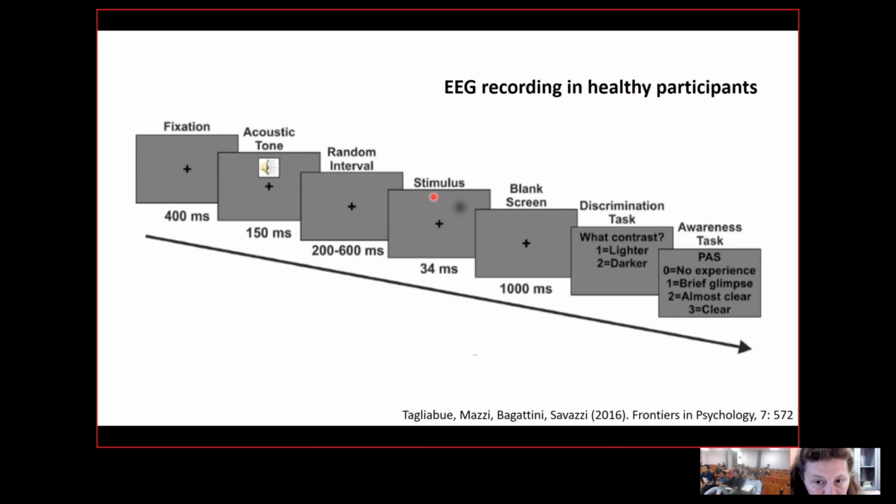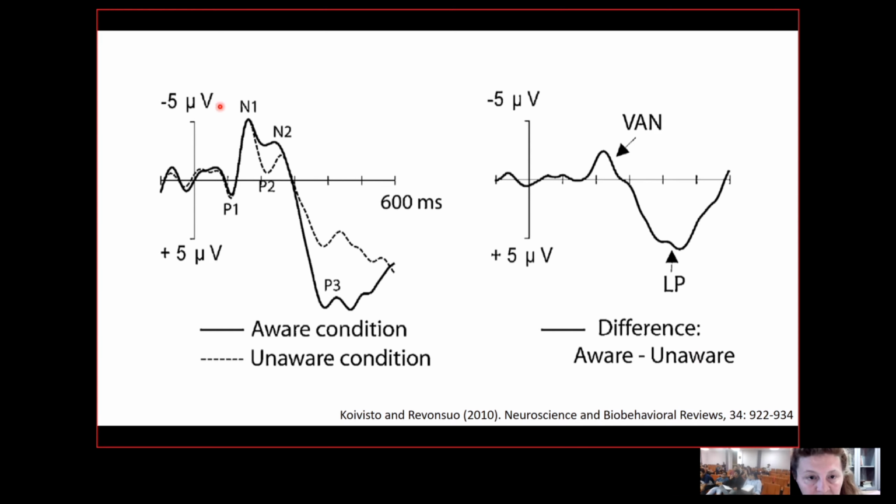Here you have exactly the same stimulus as before, the same question, a discrimination task, and again the same awareness scale in which I ask no experience, brief glimpse, almost clear, and clear. In the EEG literature, this is an event-related potential, which is a wave made of subsequent components one after the other. Here is the zero point when the stimulus appears, and these are the potentials, so the electrical activity in your brain that correlates with different processes over time.